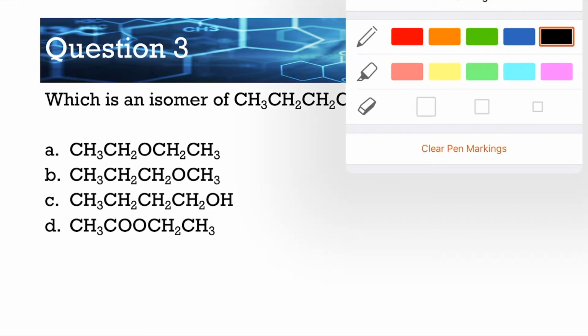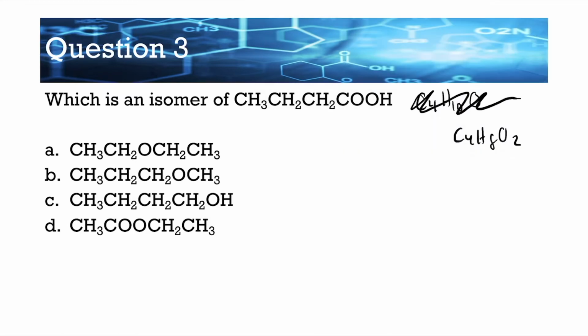So when you look at answer choice A, the formula for A is C4H10O. So you're off by H's and O's. That can't be right. B is C4H10O. You're off by 2 H's, so that can't be right. C is C4H10O. You're off by H's and O's. And D is C4H8O2, and that is your answer.